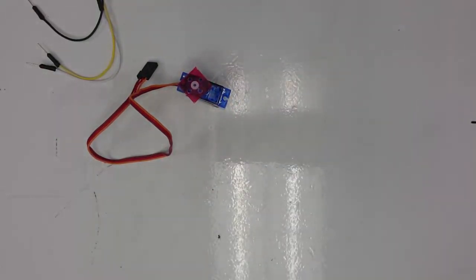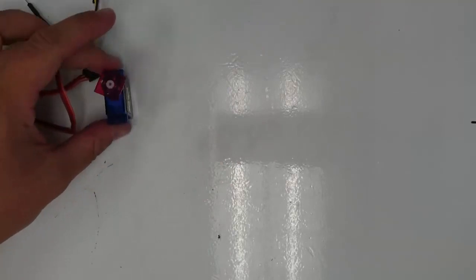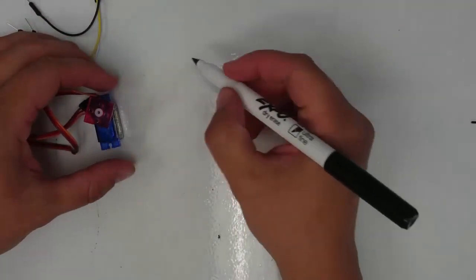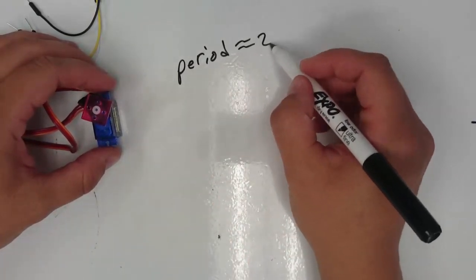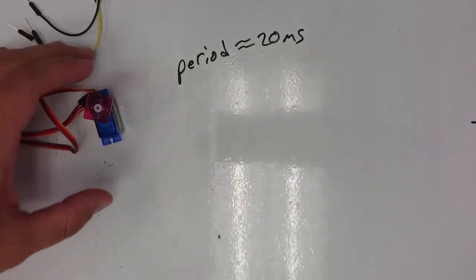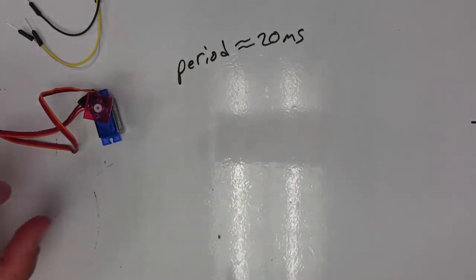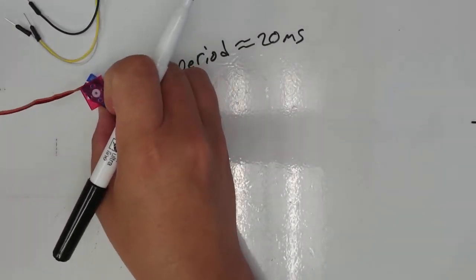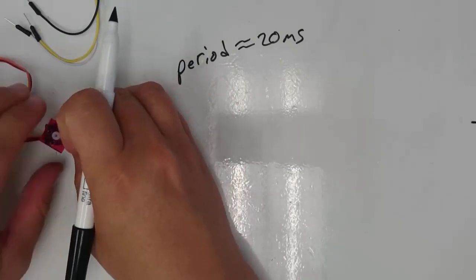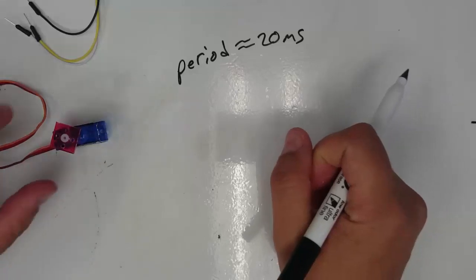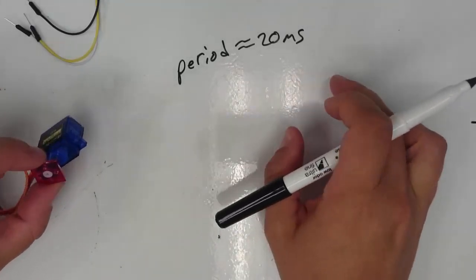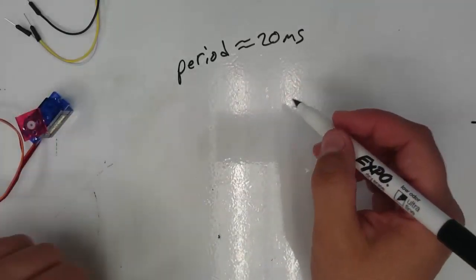Now we know approximately what values to set for the compare and period in order to change the angle of the servo. Our period has to be approximately equal to 20 milliseconds. I get this from the data sheet of the servo. Some servos are different than others. You can always find out this information from the data sheet. Most servos have the same communication protocol, which is a period of 20 milliseconds.